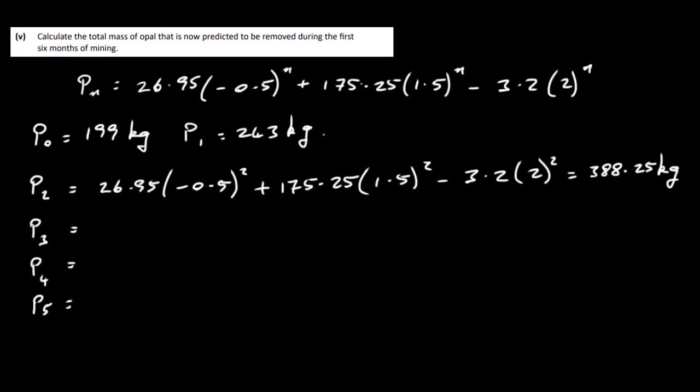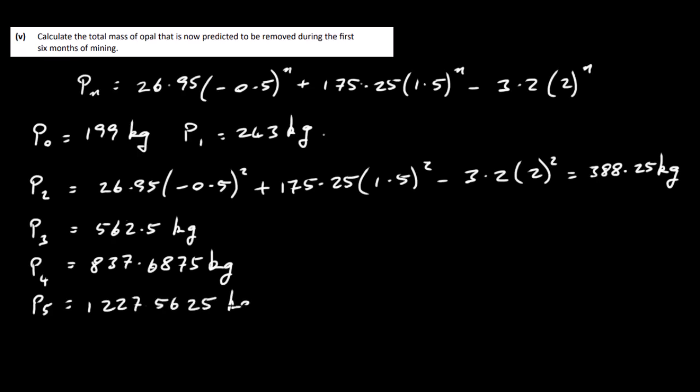So I'm not going to do it out again for P3, P4, P5. I'll just give you the answers that I got. P3 was 562.5 kilograms. P4 I got 837.6875 kilograms, and P5 1227.5625 kilograms. So you've got to work out the total then again. So you just add up all those numbers, and what I got was 3,458 kilograms of opal. And that's it for this question.